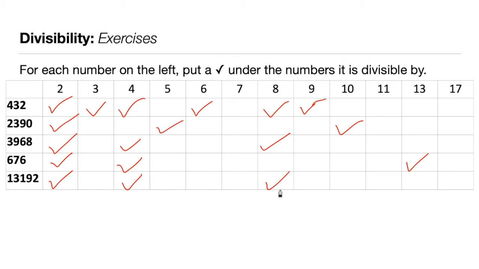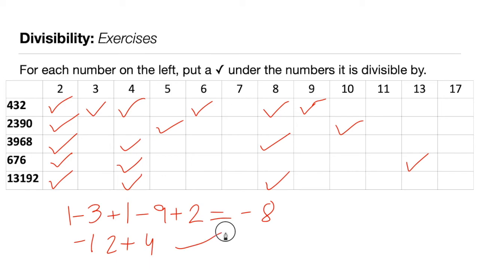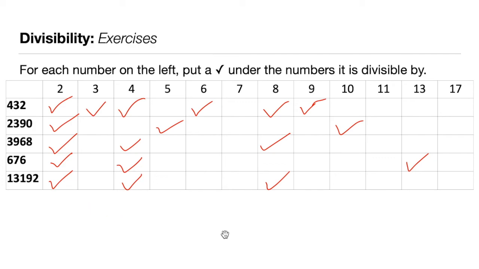Let's check. Is it divisible by 9 though? Since it is not divisible by 3, clearly it will not be divisible by 9. It is also not divisible by 10 by obvious reasons. Is it divisible by 11? So we have 1 minus 3 plus 1 minus 9 plus 2. So minus 2 plus 1 is minus 1 plus 9 is minus 10 plus 2 is minus 8. Or if you want, we have minus 12 plus 4. Still the same number, minus 8. So minus 8 is not a multiple of 11, so nada. It's not divisible by 11.